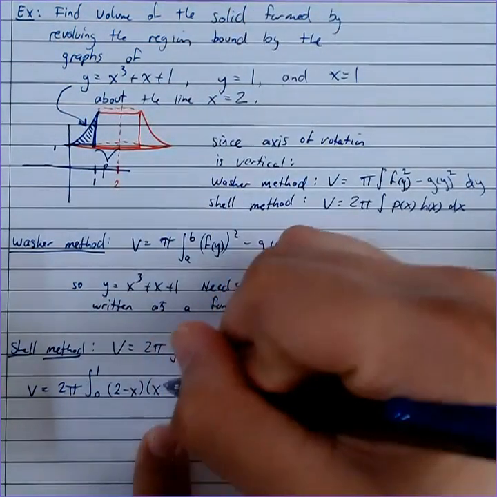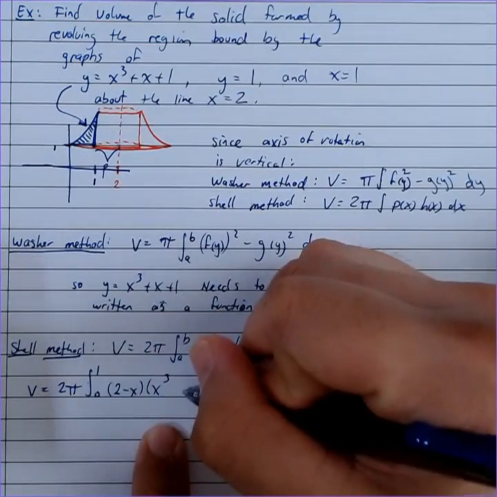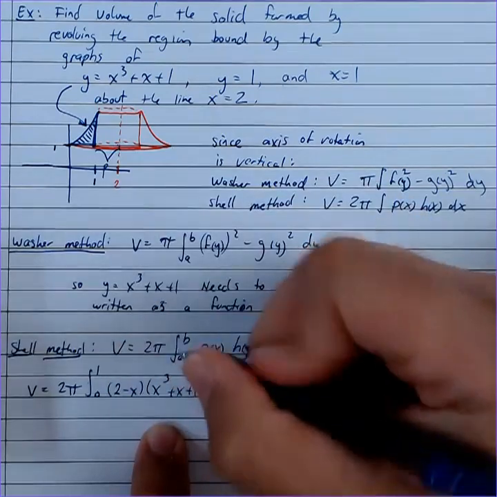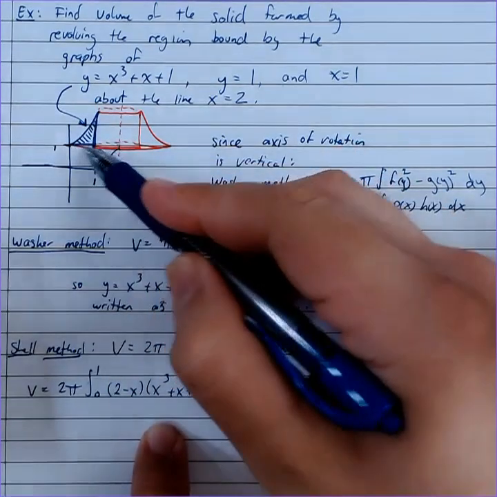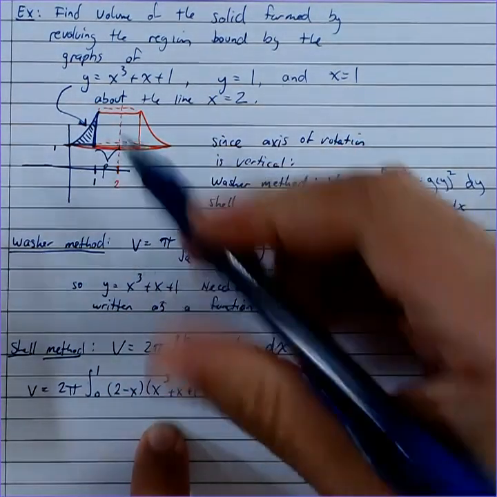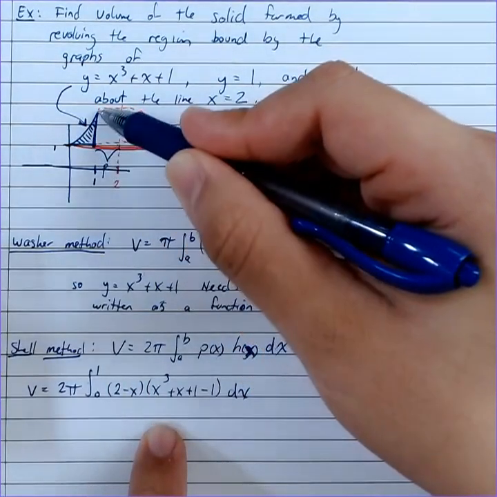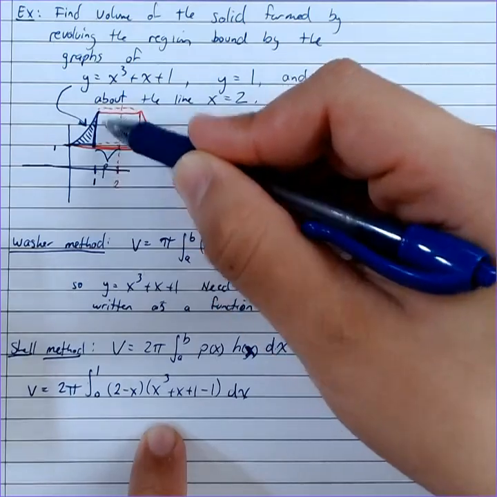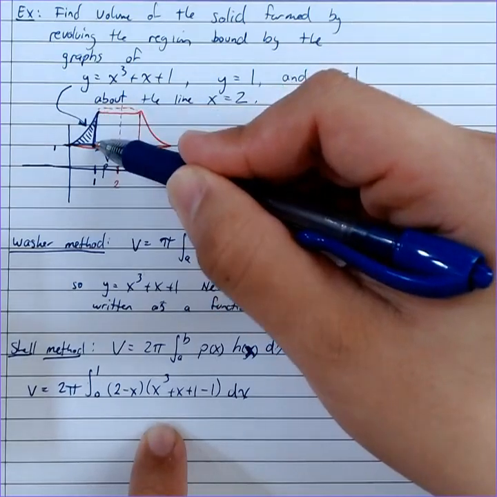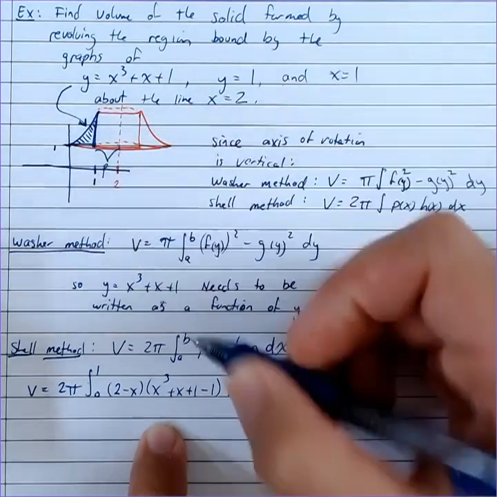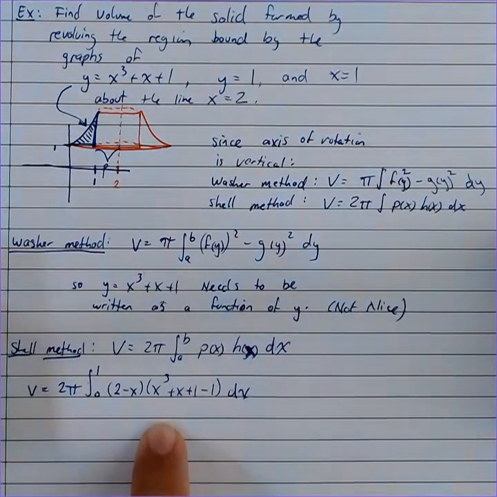So this would be x to the third plus x plus 1. That's my curve. But then minus 1, because again, notice it doesn't go all the way down. From here to here, if this was 2 units long, I don't want to go all the way down 2 units. I want to go down just this amount, which is just 1 unit. So I need to subtract this extra 1 down here.